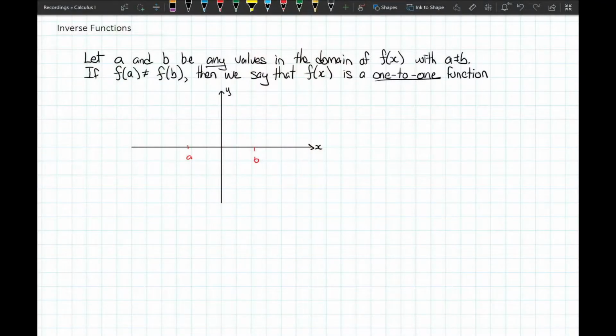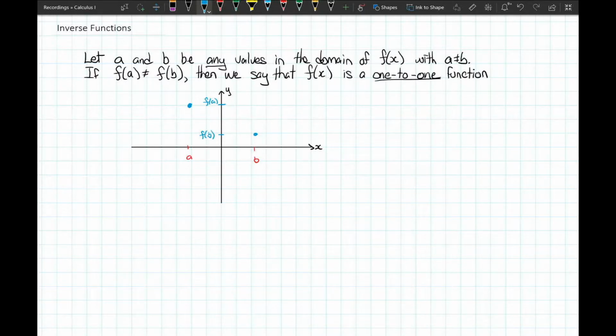Now, a one-to-one function is some function where if we pick any a and b in the domain of that function, if a and b are not the same value, then f of a and f of b are also not the same value. It has this property where if a and b are chosen along the x-axis here, somewhere in the domain, and we know where f of a is, that's some point up here. Let's say that's your f of a. And we know what b is. F of b is somewhere down here, let's say.